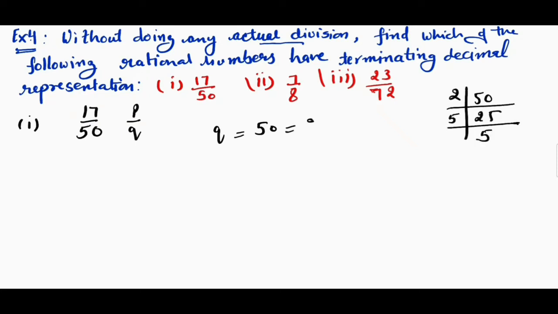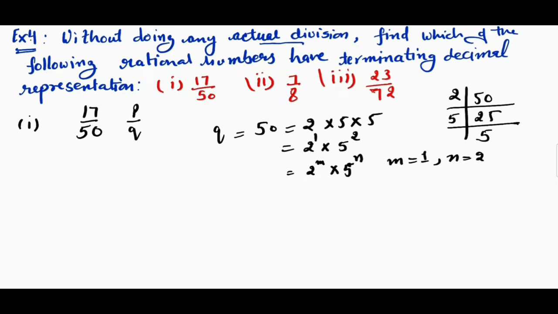So we can write this 50 as 2 into 5 into 5, means 2 raised to power 1 multiply by 5 raised to power 2. So it means we are able to write this 50 in the form of 2 raised to power m into 5 raised to power n, and here m is equal to 1 and n is equal to 2. It means this number 17 divided by 50 is a terminating decimal.